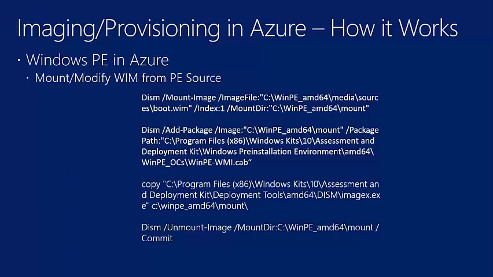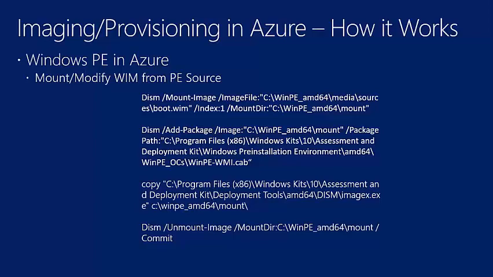Whenever we go to mount and modify the WIM from our PE source, we'll use a series of commands. DISM will both mount and dismount our image. So the mount will allow us to modify the image. The dismount will take the modifications and basically commit them so that they're part of the WIM. And then along the way, if we need to add additional components, packages in the DISM world, to the image, we can do that with the DISM command.